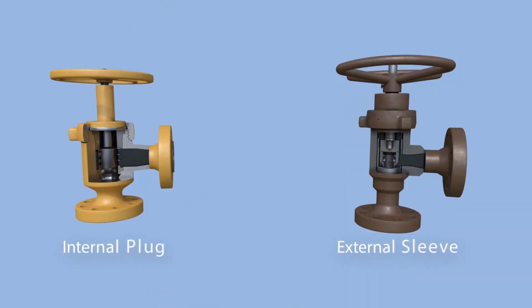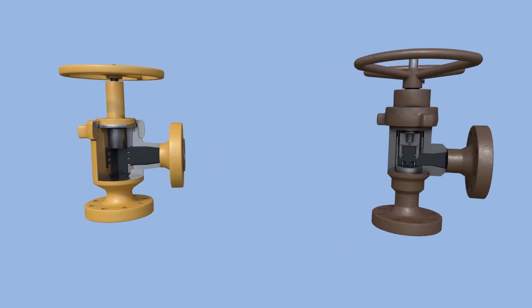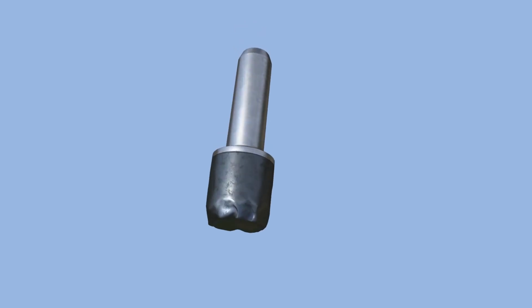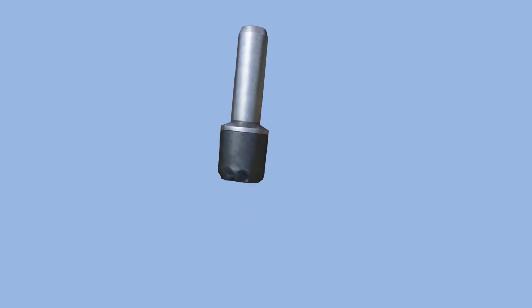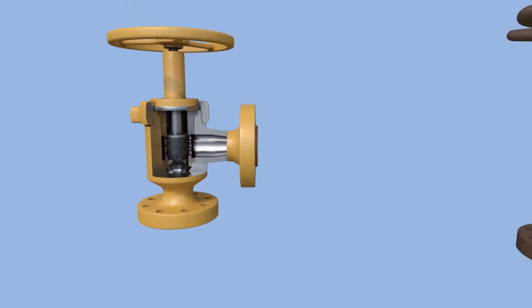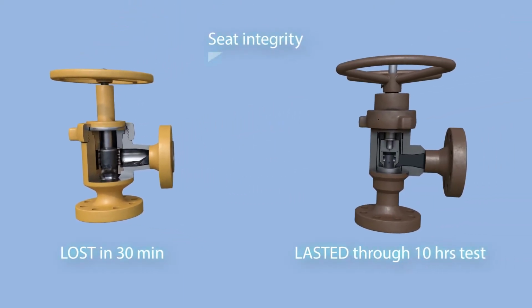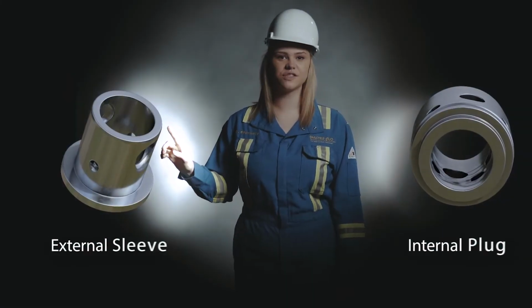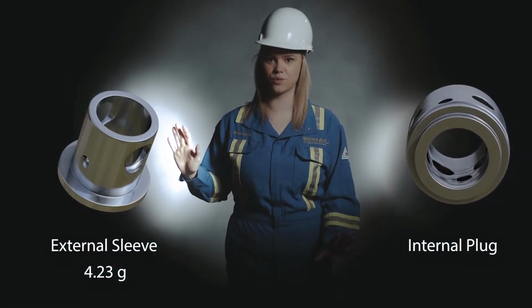As the fluid began to move towards the vena contracta, where the diameter of the stream is smallest, the fluid in the internal plug design accelerated in the cage port and directly impinged onto the exposed internal plug, resulting in an extensive material loss. The seat integrity of the internal plug was lost within 30 minutes. The external sleeve's seat feature was outside of the cage, away from the high-velocity turbulent fluid zone, so it lasted throughout the 10-hour test. This valve's material loss was only 4.23 grams.